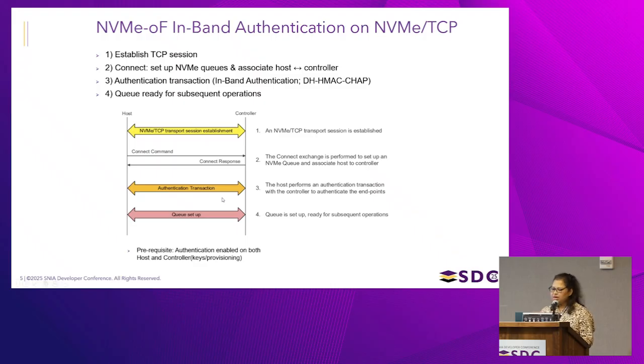So in summary, in the flow, the first step is the transport connection is established, and then the connect command and connect response are sent. If authentication is set up, an additional authentication transaction phase is done, and if this authentication is successful, the NVMe queues are set up, and subsequently all the NVMe commands can flow over the connection.